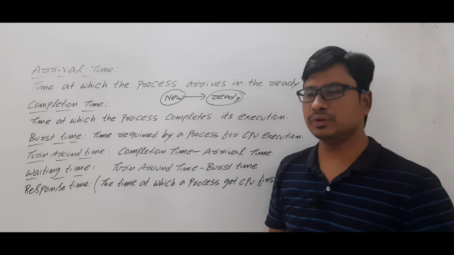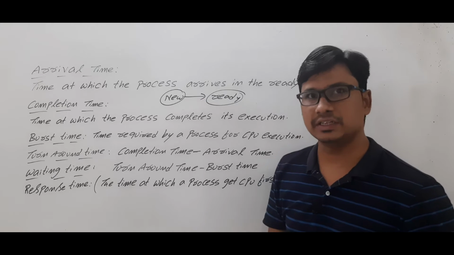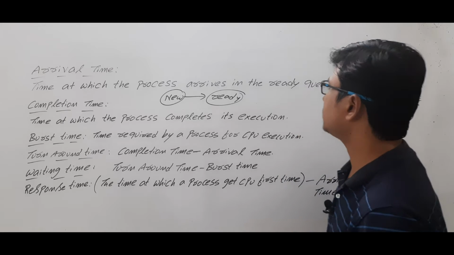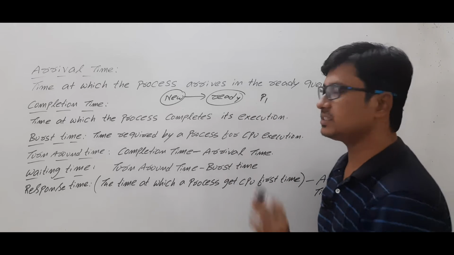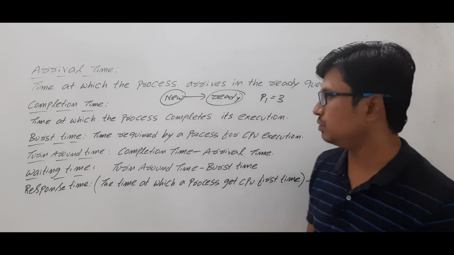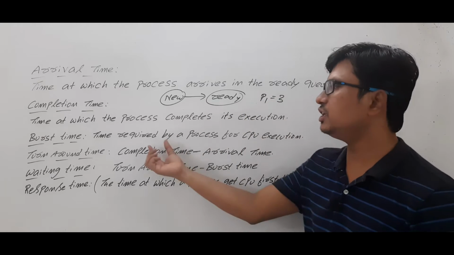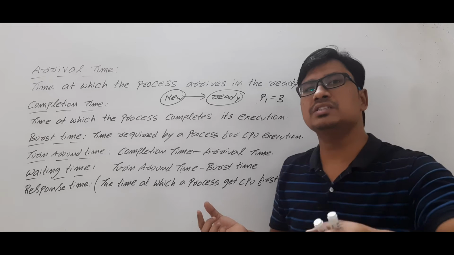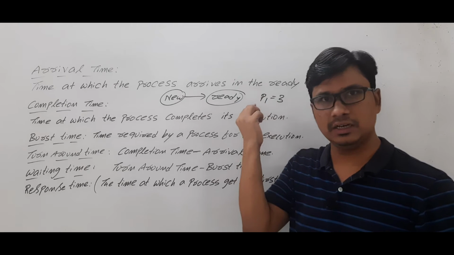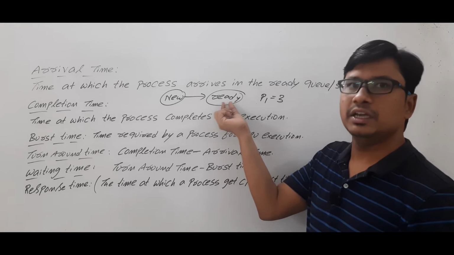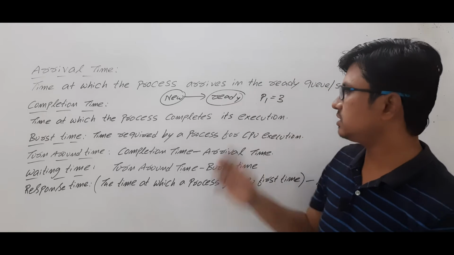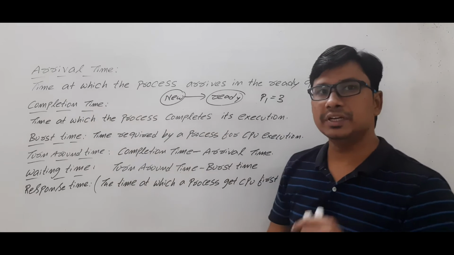Before discussing the completion time, let me discuss the burst time. It is the time required by a process for CPU execution. Suppose process P1 has arrived in the ready state. Now, it needs 3 units of CPU time to complete its task. So the process P1 burst time is 3 units. If the CPU provides 3 units of time, then it will complete its task. Once it is complete, it will go to the terminated state. So from the ready state, it will go to the running state. It will execute for 3 units of time. Then it will go to the terminated state. Is it clear?